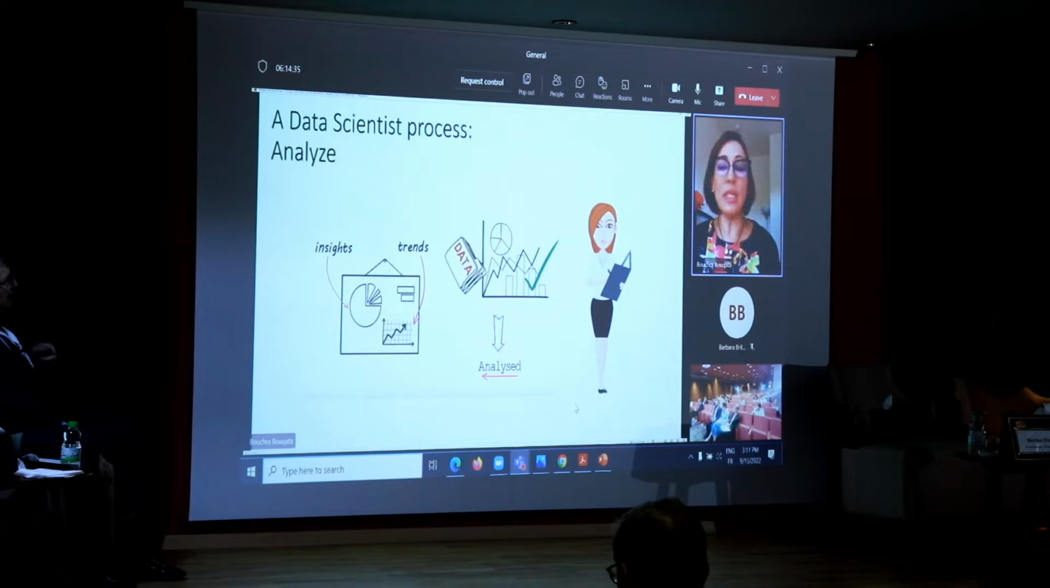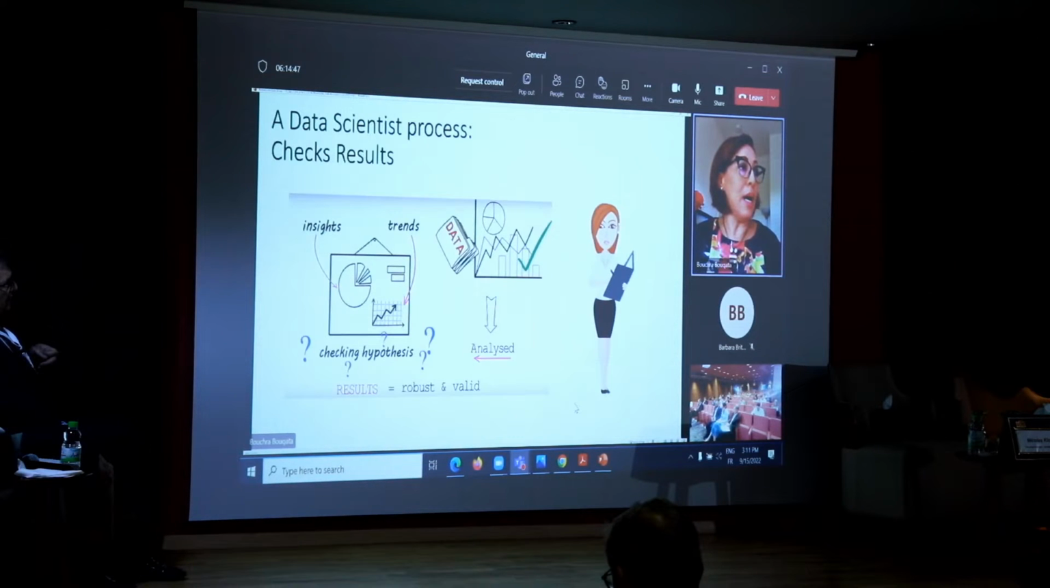And then you start looking at the data to see what the trends are and do some analysis. This is all part of the pre-processing of the data and understanding the problem. Then you apply your model, and because you have a certain set of hypotheses, you analyze against those hypotheses to check whether the results I'm getting are good. Are they robust? Are they valid?